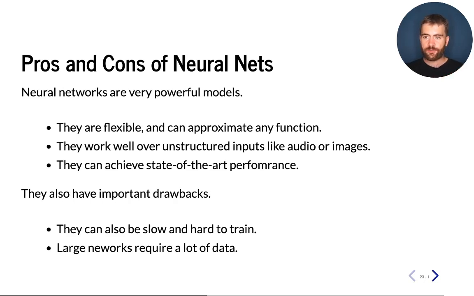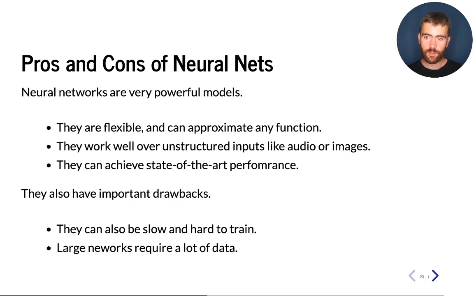In terms of applications, these kinds of neural networks work best in domains where we have unstructured inputs such as audio or images, where it's not obvious how to manually define features. A neural network is useful in these kinds of applications. And again, for large enough neural networks, we can often get really good performance.